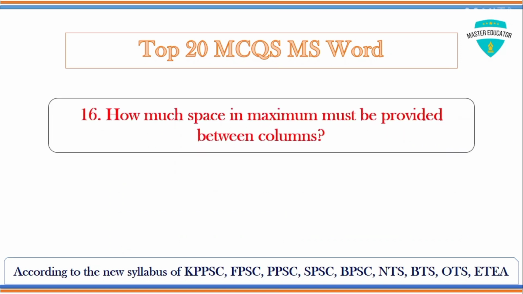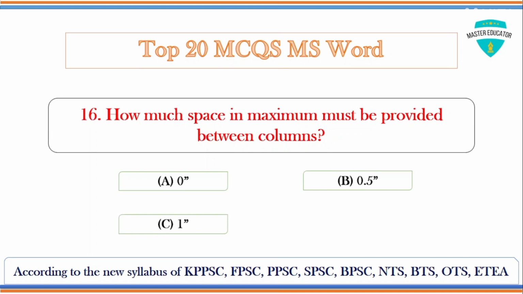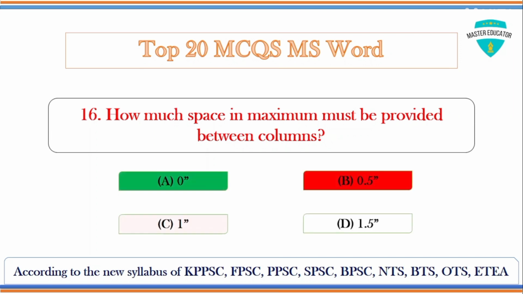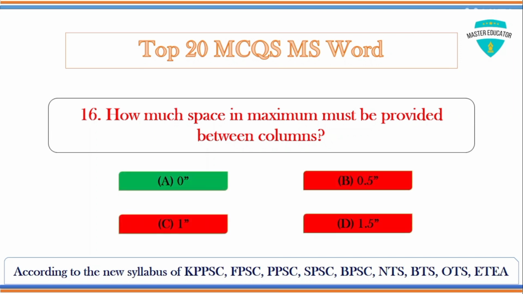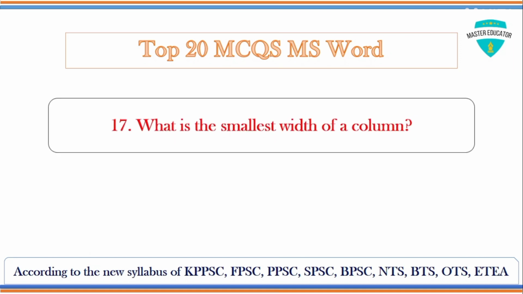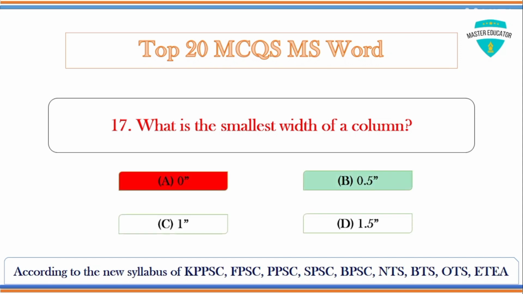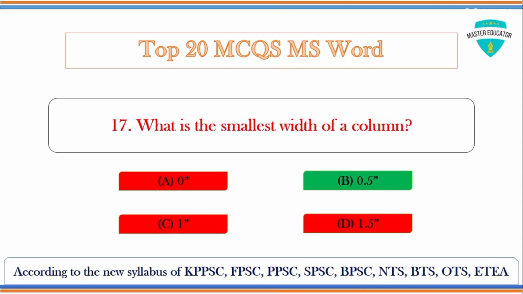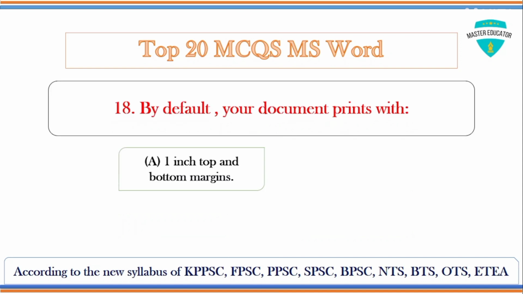Data source button is used in data source through which we can edit, delete or change records. MCQ number 16. How much space at maximum must be provided between columns? Option A 0, option B 0.5, option C 1, option D 1.5. The correct option is option A, which is 0. MCQ number 17. What is the smallest width of a column? Option A 0, option B 0.5, option C 1, option D 1.5. The correct option is option B, which is 0.5, the smallest width of a column.